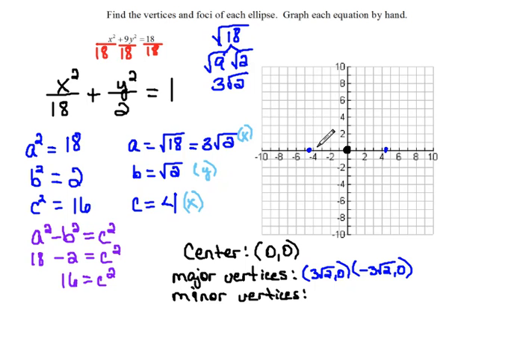Our minor vertices are going to be B units from the center, and in this case in the y direction. So the square root of 2 is a little over 1, so I'm going to go a little over 1 in the y direction this time. So that's going to make those points 0 in the x direction and up the square root of 2. So that would be 0, comma square root of 2. And then the other one would be 0, comma down the square root of 2. So actually, this is my ellipse right here.